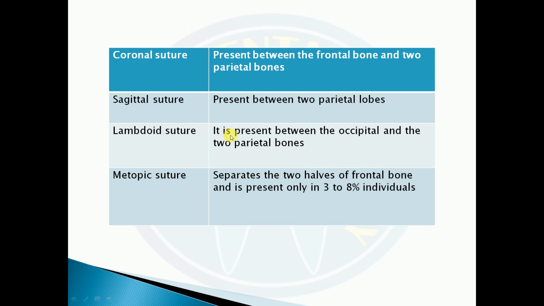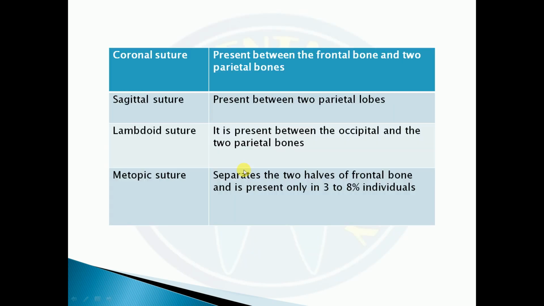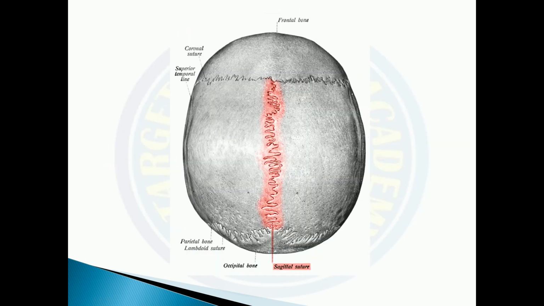Lambdoid suture. This is your lambdoid suture. These sutures are present between the occipital bone and the parietal bones. Metopic suture separates the two halves of the frontal bone and is present only in 3 to 8% of individuals, anterior to the frontal bone.